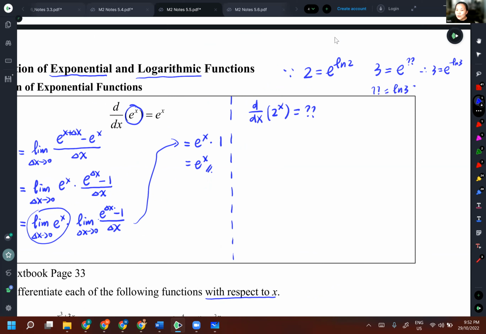And 5 equals e to the power log 5. 10 equals e to the power log 10. Log meaning log to the base e, okay? You change the base to e, and then you change the power to log to the base e. And then that's how it's done.